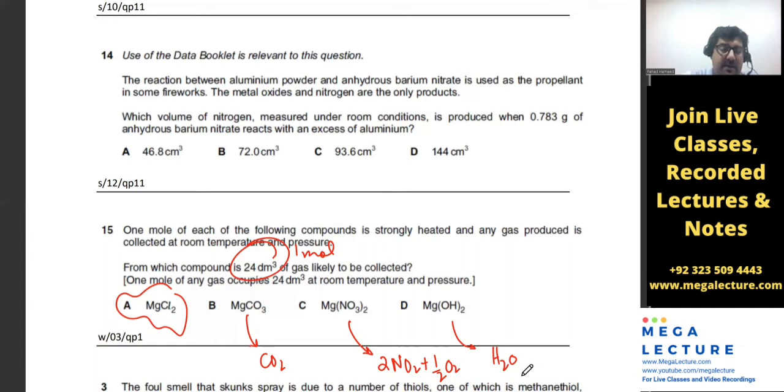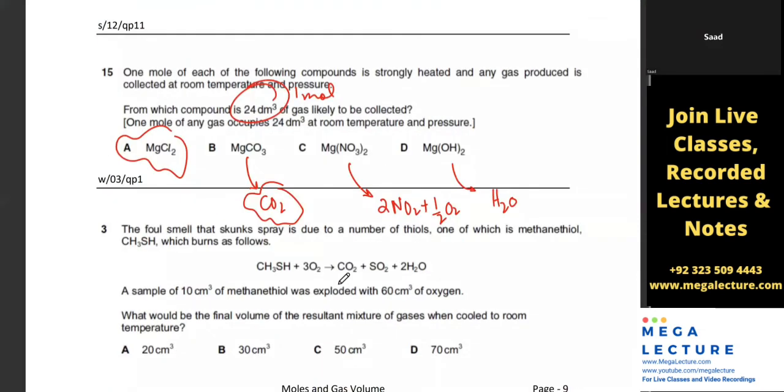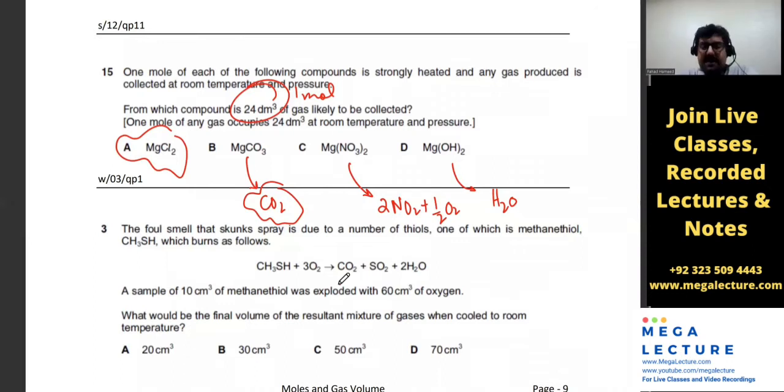So you've got all of these, and it's the first one that produces 1 mole of carbon dioxide gas. 1 mole of gas would occupy a volume of 24 dm³. This produces a lot more than 1 mole. This one doesn't even produce a gas at RTP. This is not a gas at RTP. Is that clear? This question? Yes, sir.